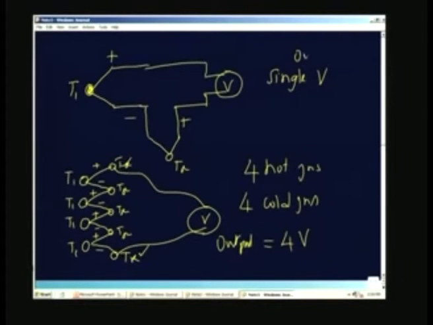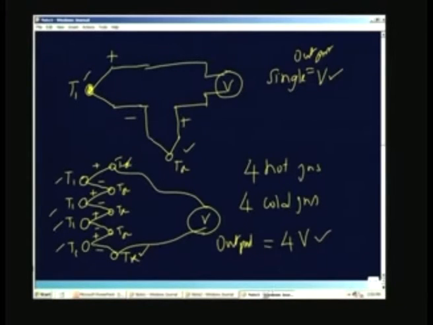The output is equal to, for a single hot junction and single reference junction, voltage equal to V. I have got 4 hot junctions here and 4 cold junctions, as I explained just a while ago. These 2 together form one cold junction. So, there are 4 cold junctions, I get 4 times the output. That means that I am able to get a bigger output. For example, instead of 40 microvolts per degree, I will get here 160 microvolts per degree. So, there is an advantage.